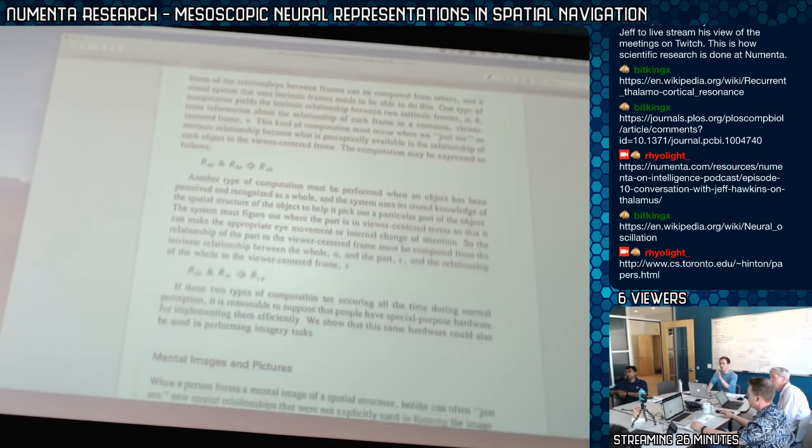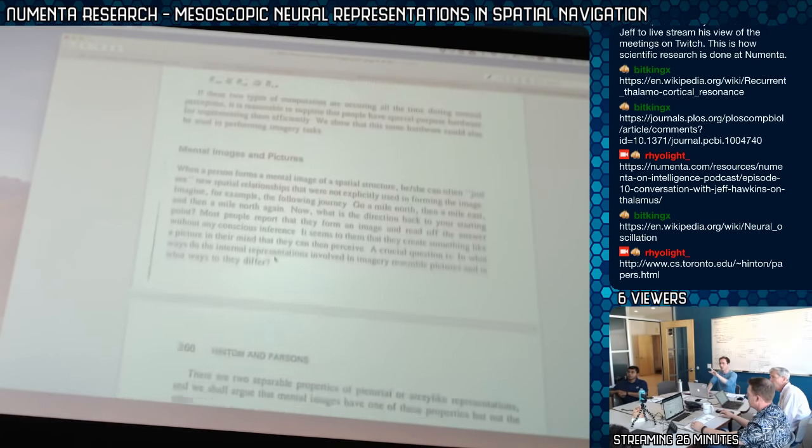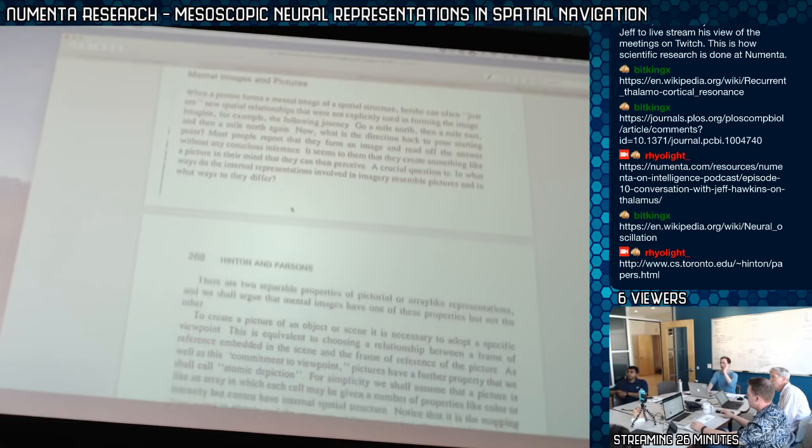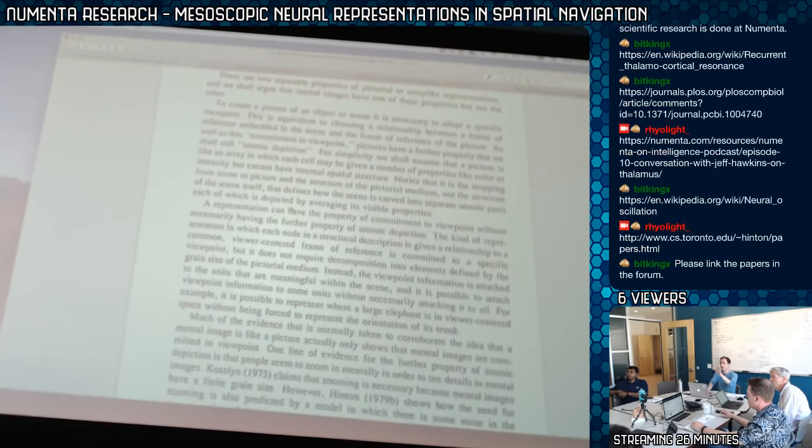I'll come back to part of this paper when he talks about mental images a little bit, because there is a nice little idea here when he talks about mental rotation. But I'm going to come back to this in a few minutes after I talk about the other papers.